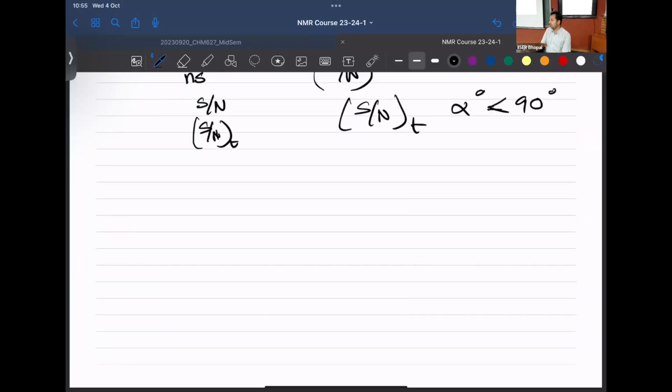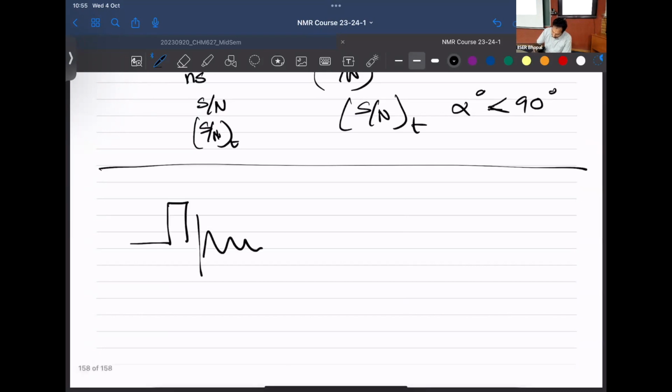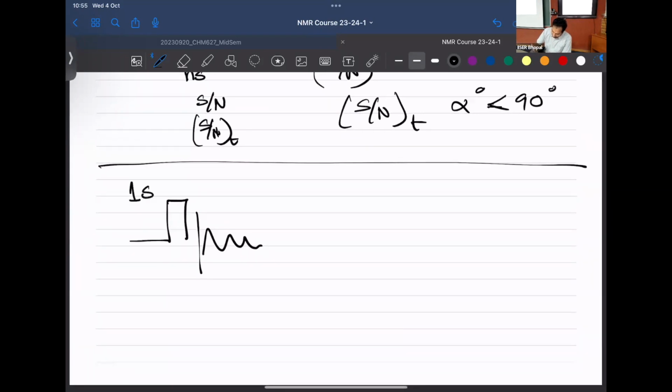I want to give you one problem to think about. Let's take a very simple system. Please solve this and come back tomorrow. Let us say that we keep our D1 delay as 1 second, and let's assume that you did a 90-degree pulse experiment. And let's say that we kept an acquisition time of 500 milliseconds.